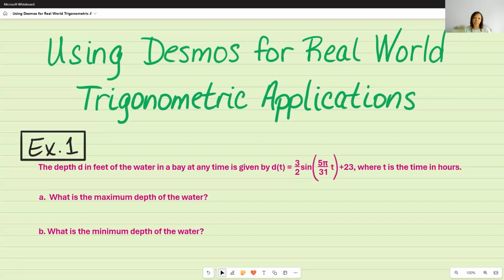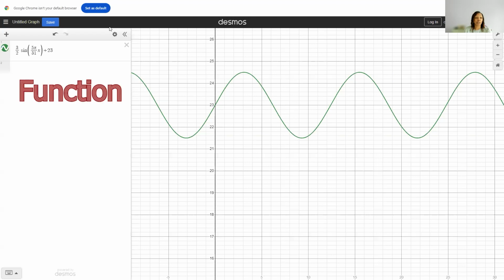So what we're going to find is the maximum depth of the water as well as the minimum depth of the water using Desmos. So I've already typed in the formula for Desmos here. And what you will notice is a sine graph populates.